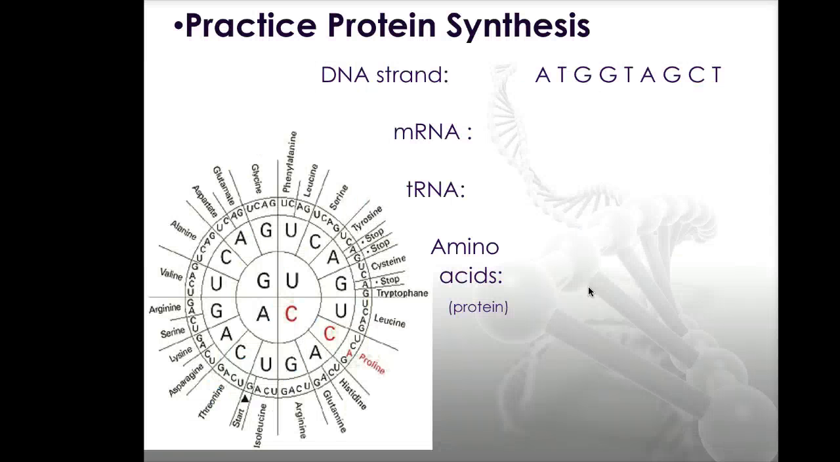Okay, so let's practice. This is our little amino acid chart. So here's how you read it. When you have a codon, the first thing you have to do is figure out from our DNA strand what the mRNA strand is going to be. So here we have ATG, GTA, GCT. All right, so we are going to make that into an mRNA strand. We are going to transcribe it and make our copy.